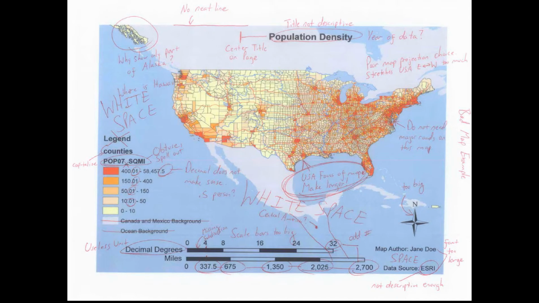Here's the same map with all the issues highlighted. As you can see, what may initially look like an okay map really has many, many problems. If you submit something like this, your professor just might have an aneurysm, and you'll get a bad grade.